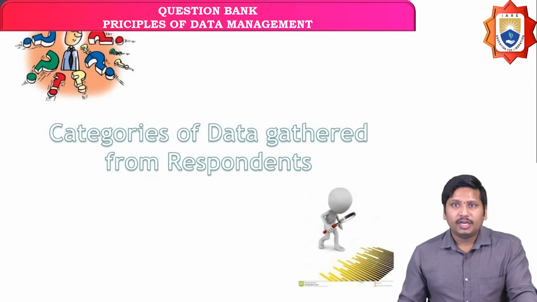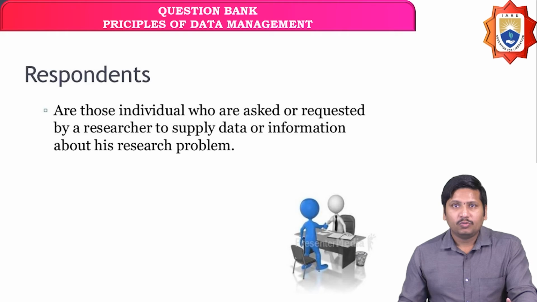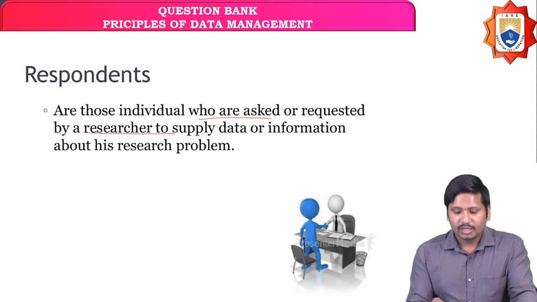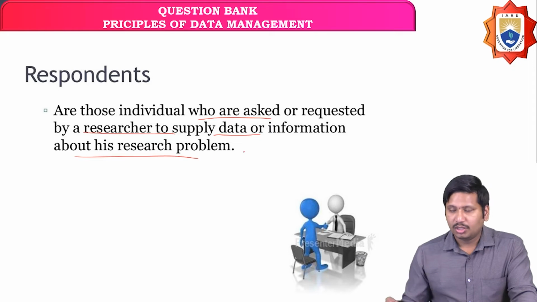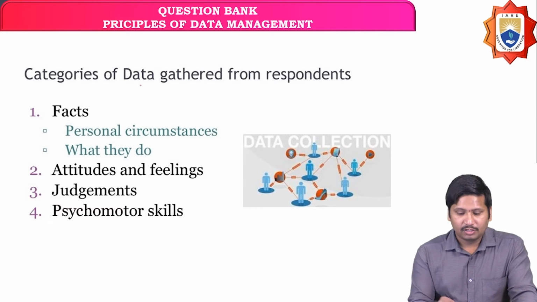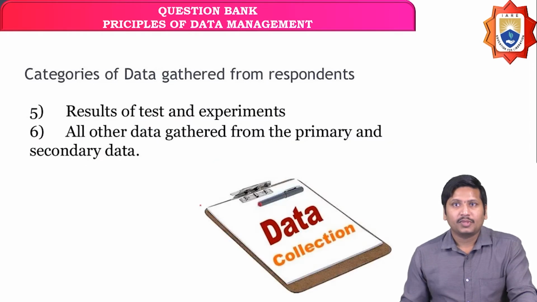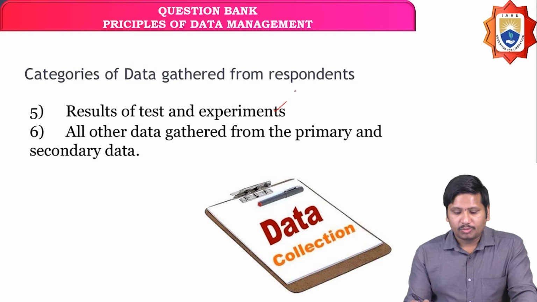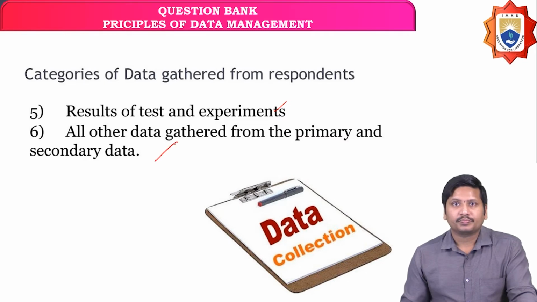So, the categories of data from the respondents. What is a respondent here? The respondent is an individual person who is requested by the researcher to supply data and information about his research problem. The categories of data from the respondent will be facts like personal circumstances, what they do, and attitudes and feelings, judgment, and psychometric skills. The results of tests and experiments are also considered from the respondent, along with data gathered from primary and secondary data.